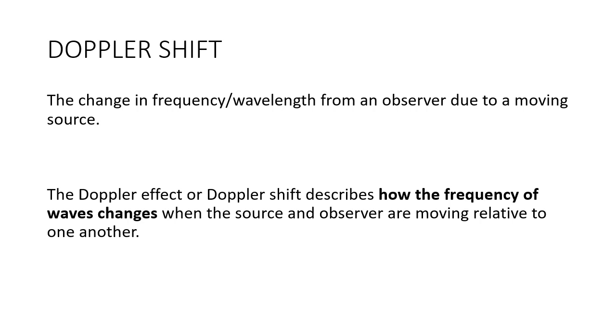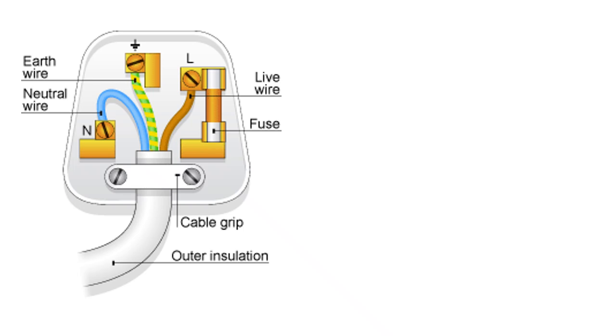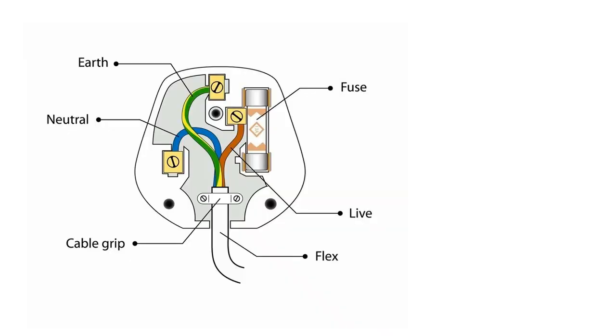Right, this is the diagram of a plug. You've got the green and yellow striped wire, that's the earth wire. The neutral wire is blue, and the live wire is usually brown or red. So this is just a better picture of the plug.